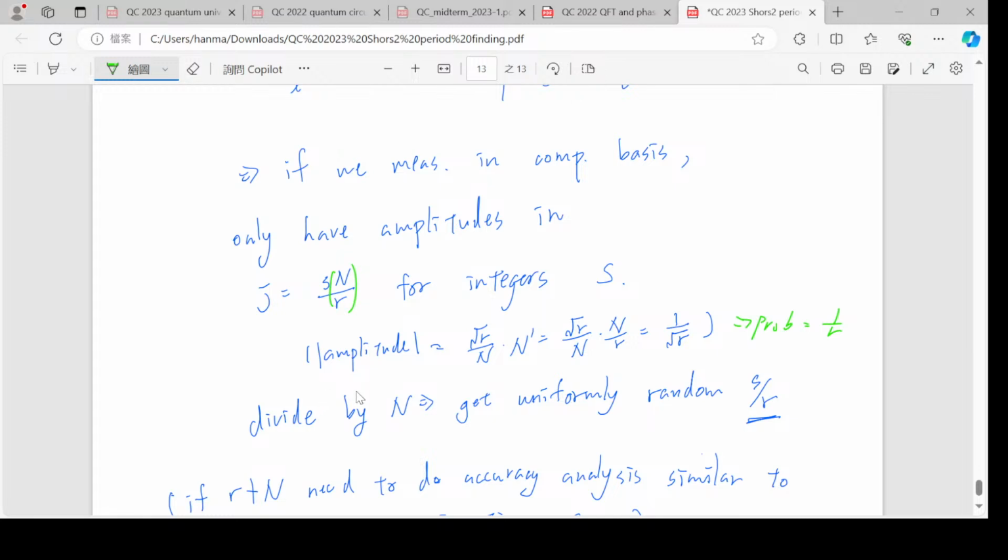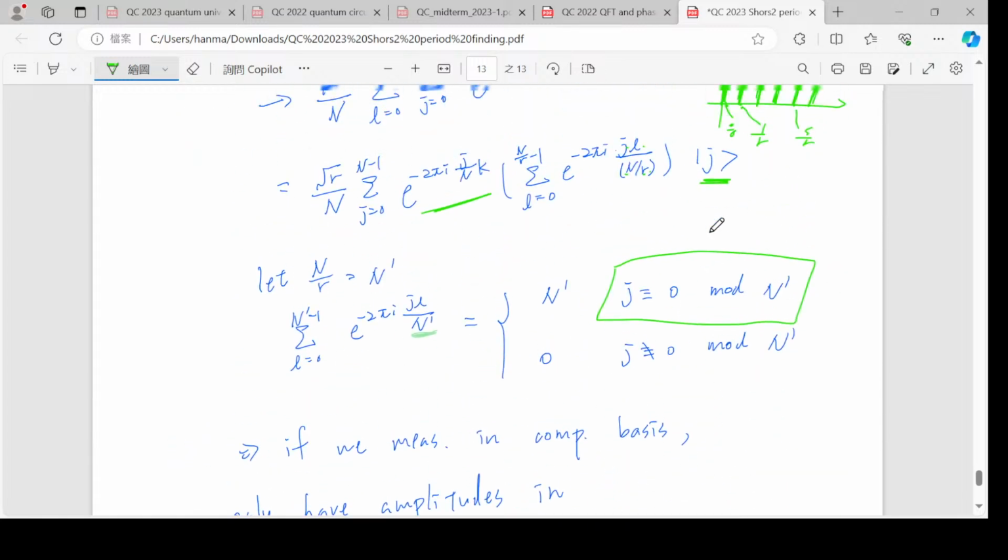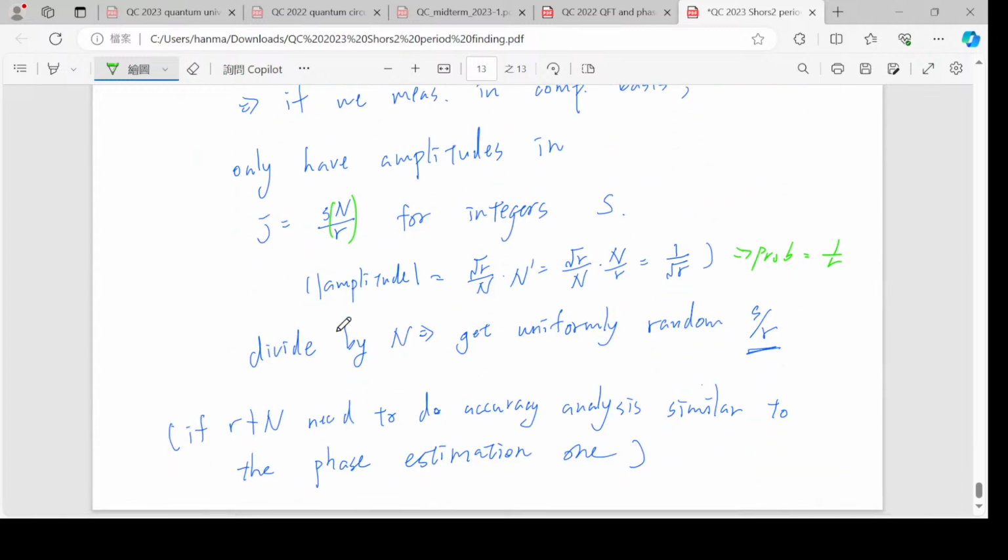Okay, and so how we get s over r is just a different way of counting. Instead of wanting this j from 0 to n minus 1, we want it from 0 to 1. So it's just different notation. We divide this number by n, and the thing you get is s over r. Okay, so that's basically the analysis.